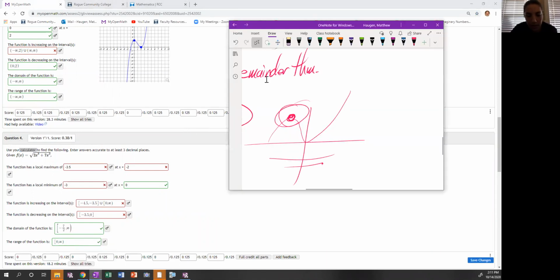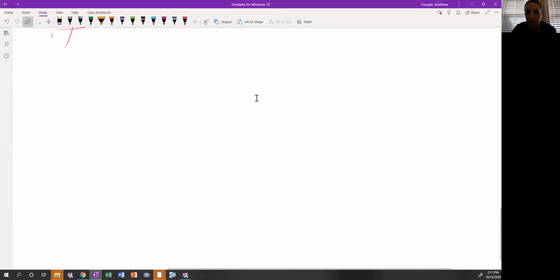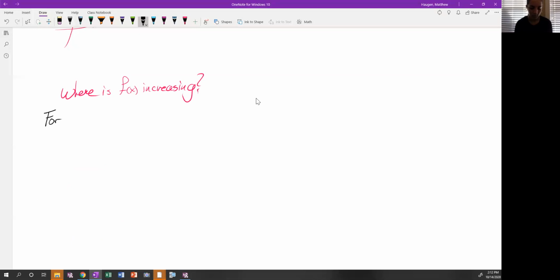So one of the things to keep in mind when it's increasing and decreasing, there's some language in there that's kind of left out, unfortunately. When we say where is the function increasing, there's some kind of hidden qualifiers on that. If we expand this sentence, it would say for what x values, that's kind of intrinsic to the where, but for what x values.